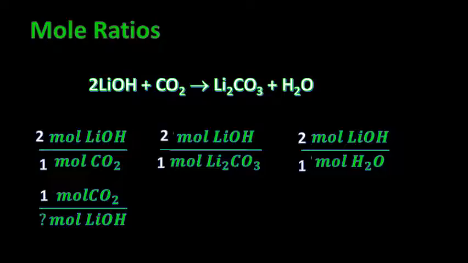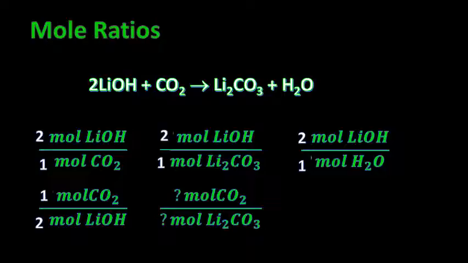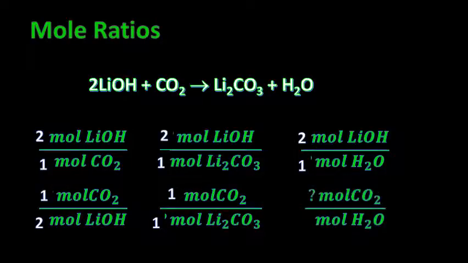Again, where are we getting these numbers? From the balanced chemical equation. Try this one. These things are going to allow us to convert from one substance in a balanced chemical equation to another. So what are the numbers going to be for this one? Nice job.